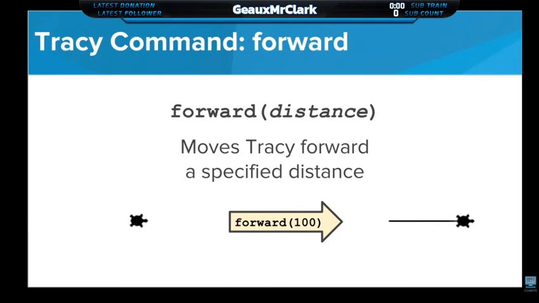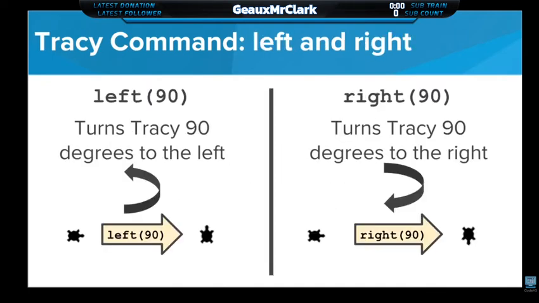We need to make sure that we are always communicating with Tracy in the exact form or syntax that she understands. We have two commands that are specifically used to turn Tracy. These commands are left and right. When we use these commands, we need to put a 90 into the parentheses.